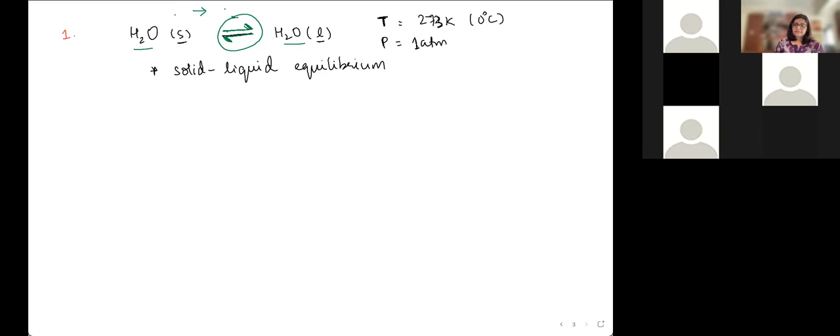Ma'am, all equilibria are reversible, right? Yeah. Otherwise, how will equilibrium be established? Equilibrium by definition is forward equals backward.